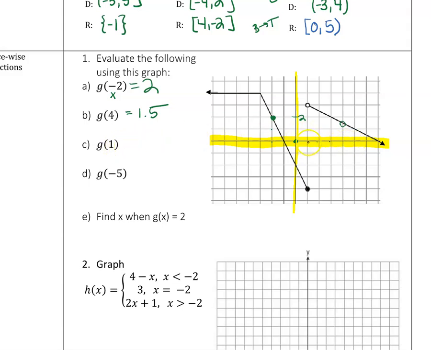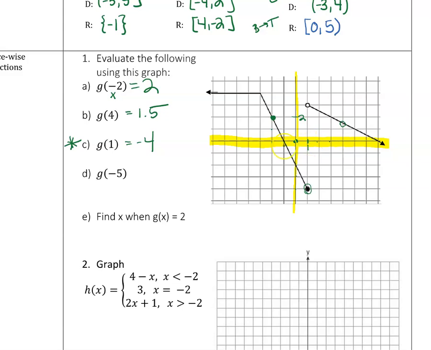G of 1, so here's x equals 1. Now notice how it's open up here. So I'm not going to go to this point. I'm going to go down to where it's closed, so down here. So this one's important. With your piecewise function, you're going to the closed dot, not the open. So if this is 0, 1, 2, 3, 4, it looks like this would be negative 4. And then lastly, negative 5 here.